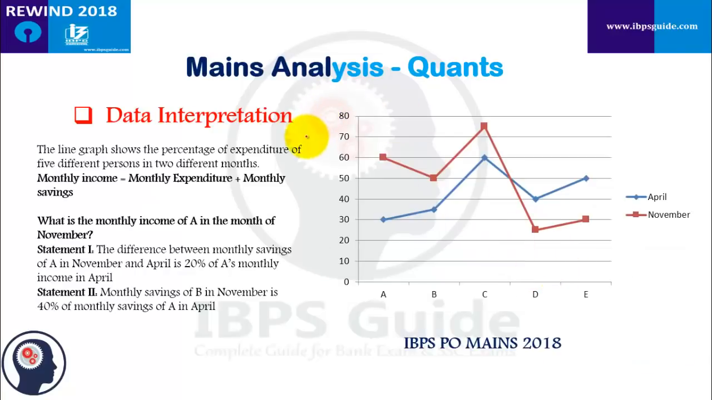Now come toward the line graph. This is a question of IBPS PO mains 2018. You can see that this line graph question is combined with data sufficiency. What is the monthly income of A in the month of November? Statement 1 and statement 2. So DI is combined with data sufficiency. This is the level of the mains level exam.